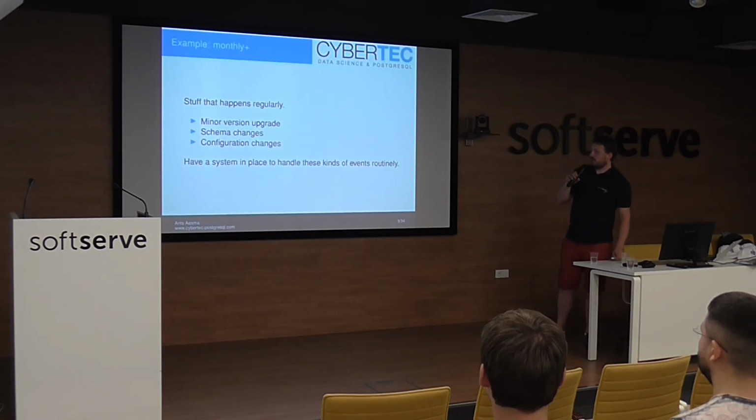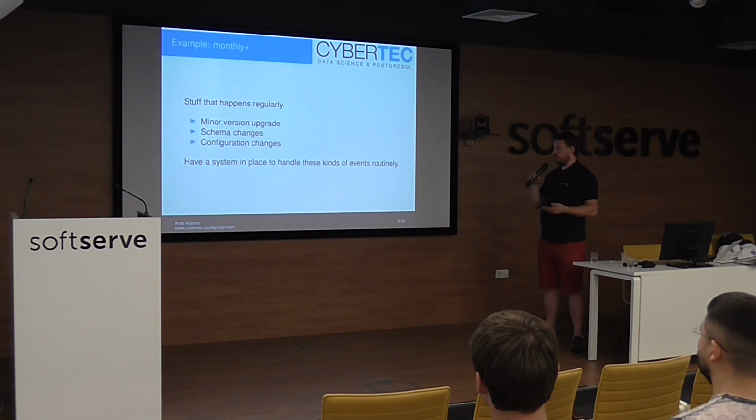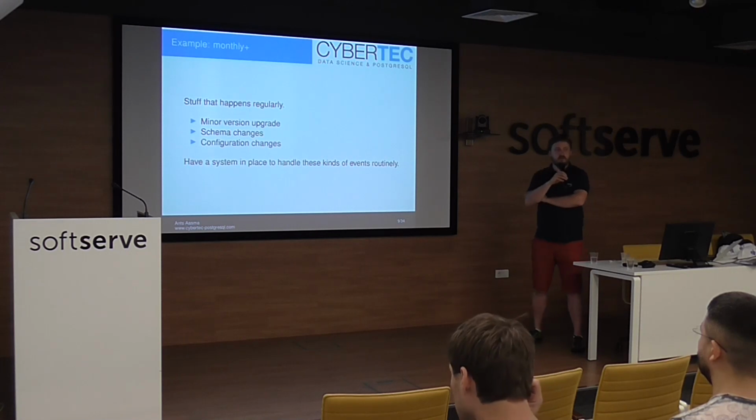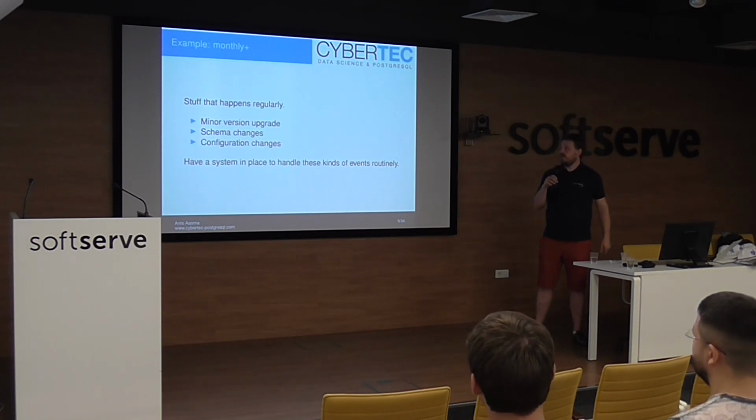So for example, some types of risks or problems or things that could happen are regular, so it happens once a month or even more often. Like minor version upgrades. Hopefully everybody here is upgrading their Postgres versions, getting the security fixes and bug fixes. You also will have schema changes if your application version is being updated. And you will do configuration changes, adding servers, changing your memory settings, whatever.